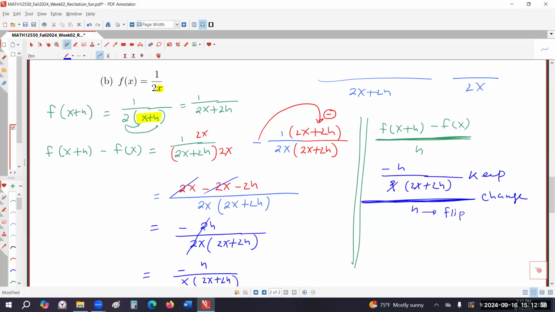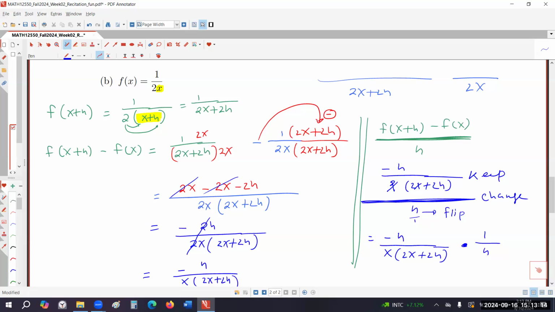If you flip h, what will it become? 1/h, because this h actually has an invisible 1 below that. So when you flip a whole thing, it becomes a fraction. So we keep negative h over x times 2x plus 2h. We change the division into multiplication, and the h becomes 1/h.